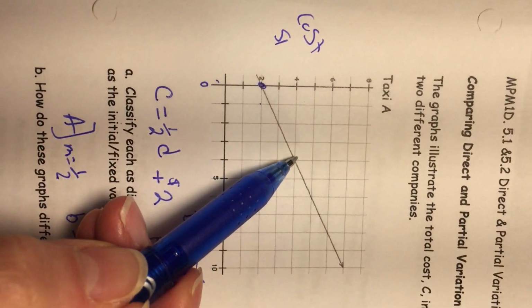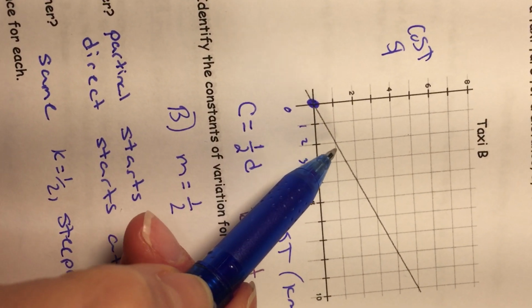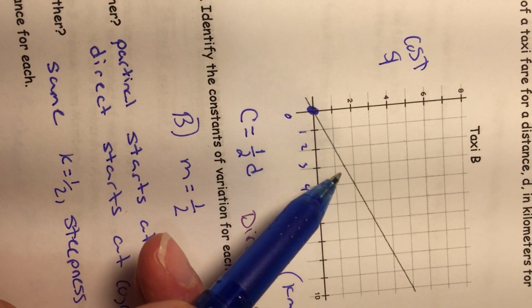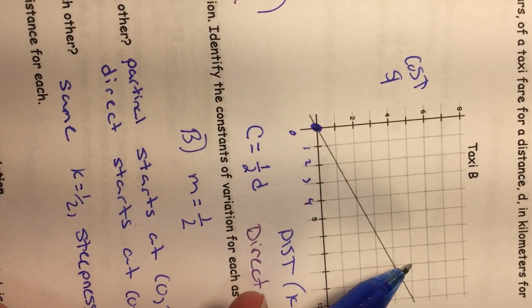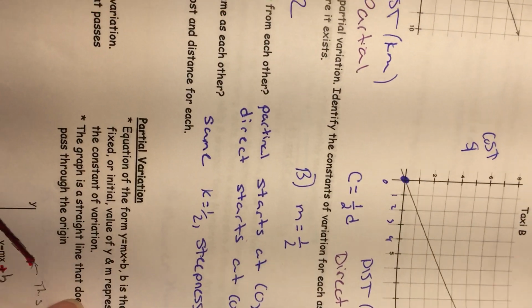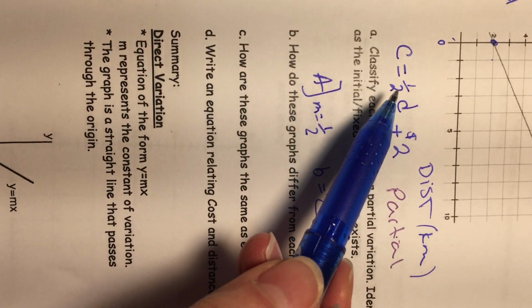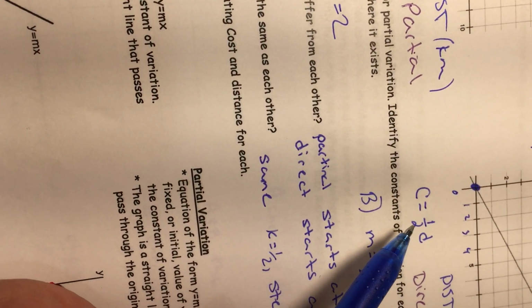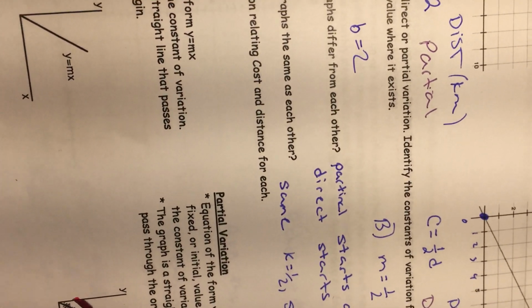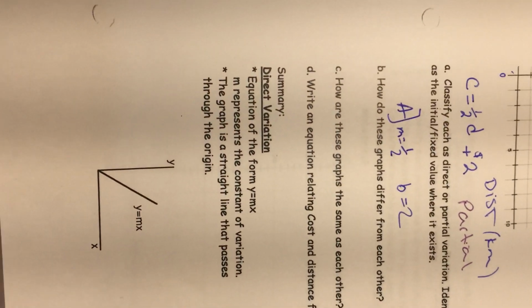You can see that this graph rises every time you go 2 over, you're going 1 up, 2 over, 1 up. And over here, 2 over, 1 up, 2 over, 1 up. So the steepness is the same on both graphs. And that steepness is determined by the number here, which is the same. And so, of course, the steepness will be the same.